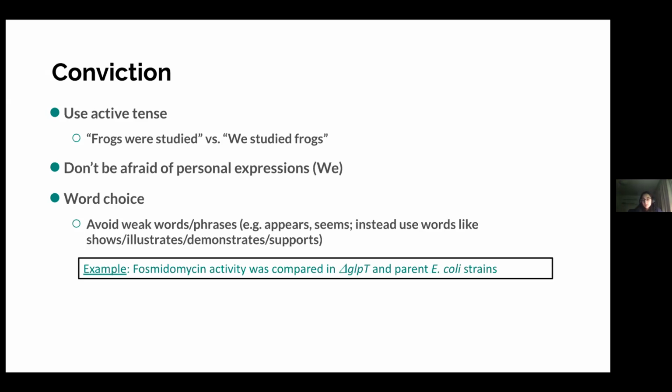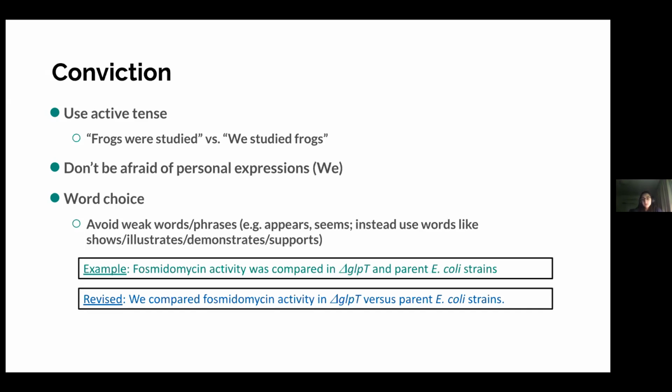So for the example sentence on the screen, it is phosphamidomycin activity was compared in delta GLP-T in parent E. coli strains. The sentence can be revised by saying, we compared phosphamidomycin activity in delta GLP-T versus parent E. coli strains, which has a much stronger and effective conviction.